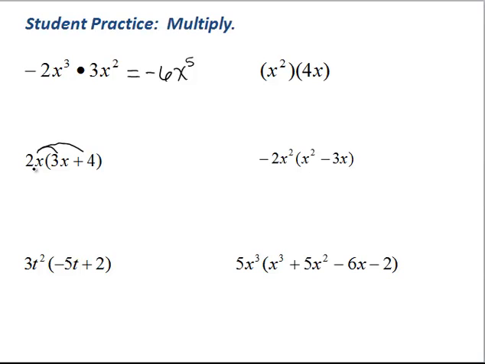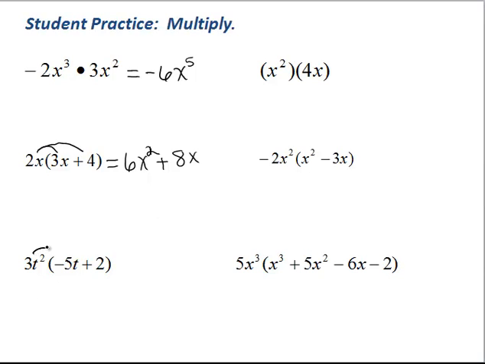So we have 2x times 3x. Well, we know that 2 times 3 is 6. X times x is x squared, since you add the exponents 1 plus 1. So 6x squared. And then we will add 2x times 4, which we know to be 8x. Now these are not like terms, so we don't need to combine anything there.